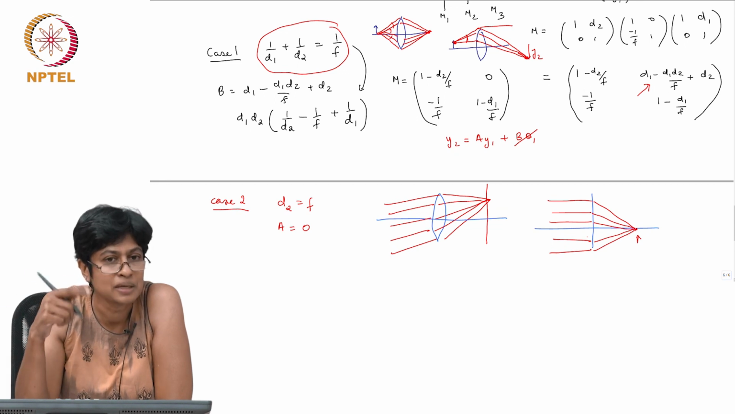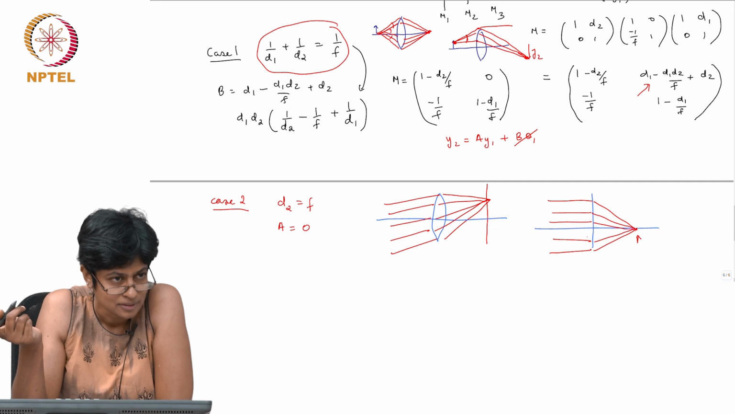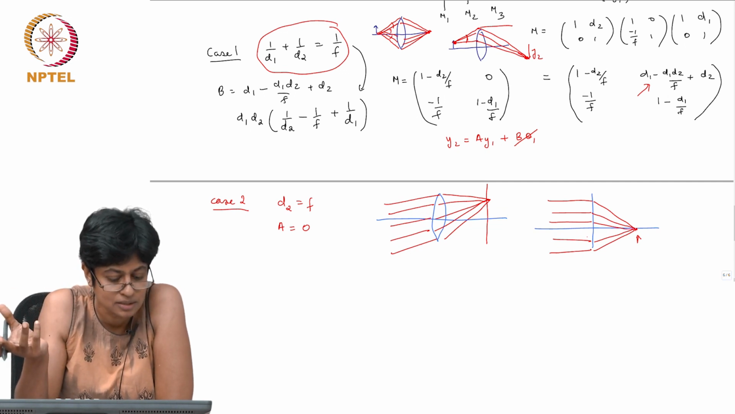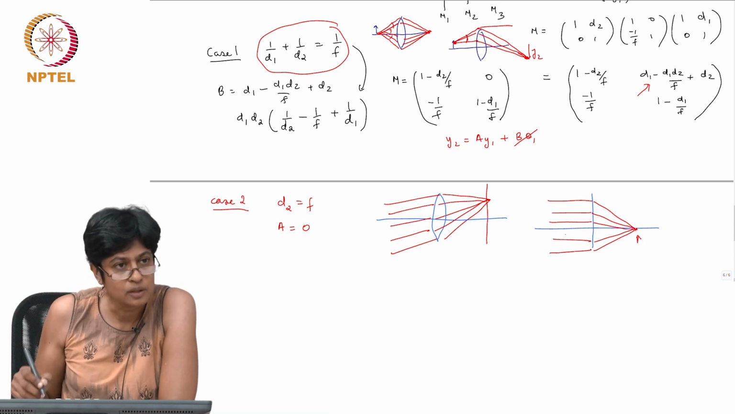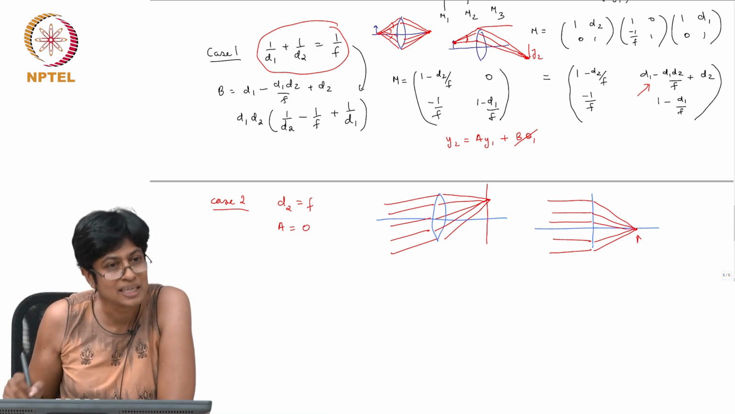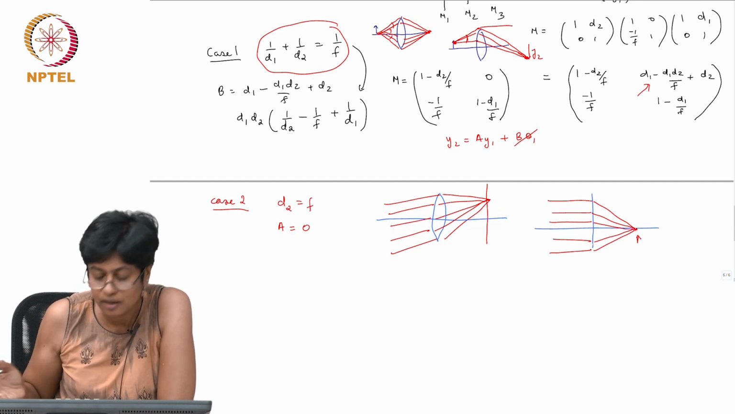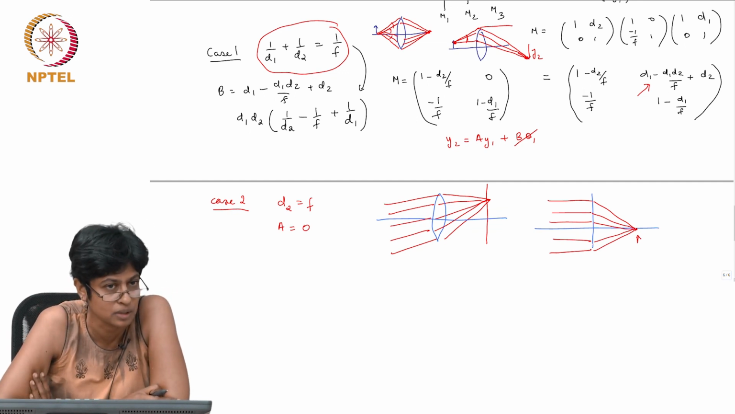You are saying the image plane is at the focal plane, or that distance D2 is nothing but the focal distance, and in this particular case I am looking at rays coming in parallel. So, irrespective of the angle, they are all going to get focused to the focal plane.